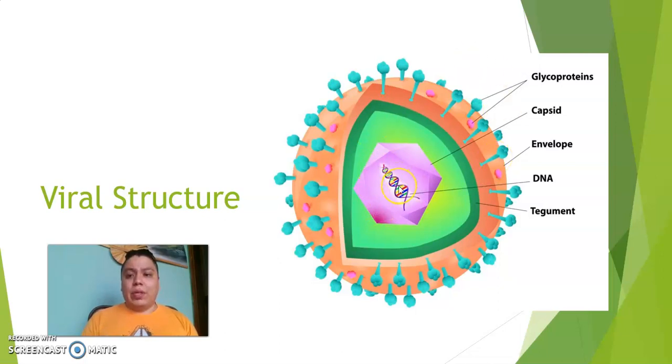This nucleus, this core, is actually enclosed in another membrane over here, which is called the tegument. And finally, all of these layers are covered by another layer, which is called the envelope. The envelope is kind of like the cell membrane, but it's quite different in many things. And finally, we have in here what we call glycoproteins. I need you to keep this in mind because these are really important for later on during this lesson.